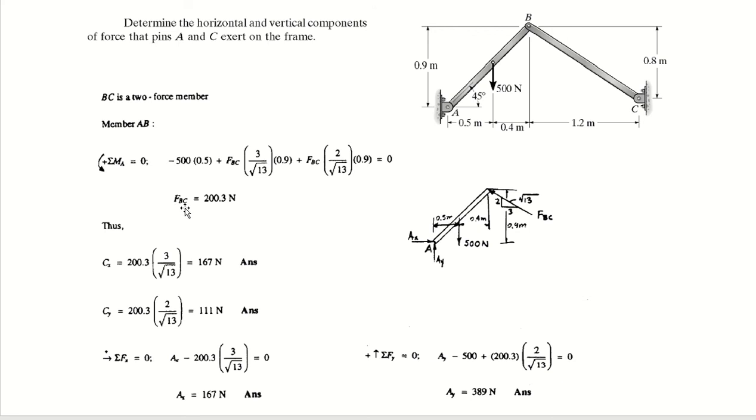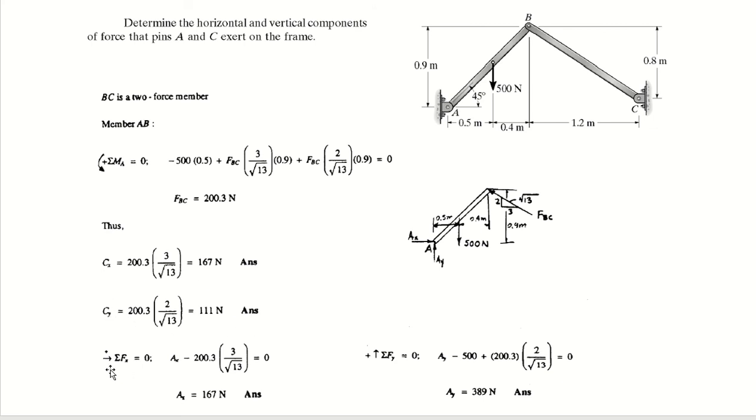Thus you know FBC. Now CX is equal to, which is very easy because the values are given to you. You know the vertical rise, you know the horizontal. So this FBC into 3 divided by under root 13, which is equal to 167, right? And this is the cos component, and CY is the sine component. So 2 divided by under root 13, and you will get both CX and CY.